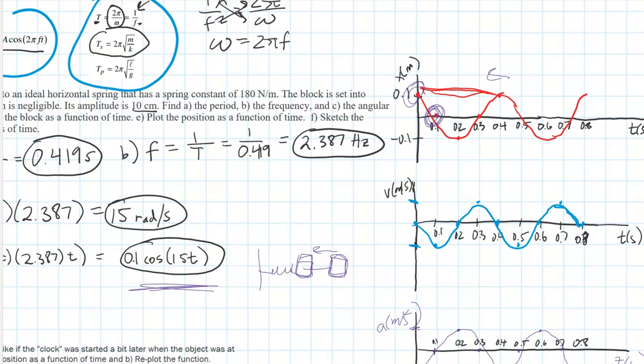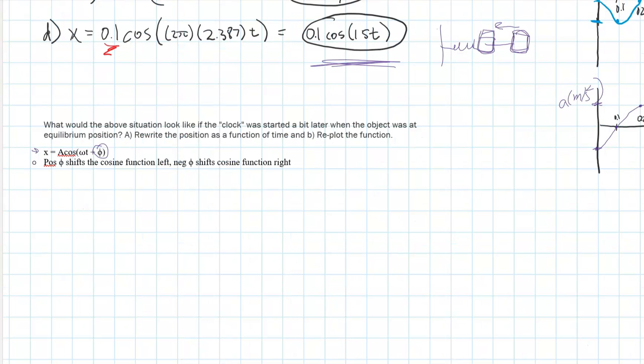So basically, what we want to do is shift this by 1/4 of a cycle. A full cycle is equal to 2 pi. Divide that by 4, and we want to shift it by pi over 2. So we just want to rewrite this function, shifting it to the left. Our new function is going to be 0.1 times the cosine of 15t plus pi over 2. Now, if we wanted to shift it to the right, we would want to plug in a negative phi. So let's take a look to see if this is actually correct.